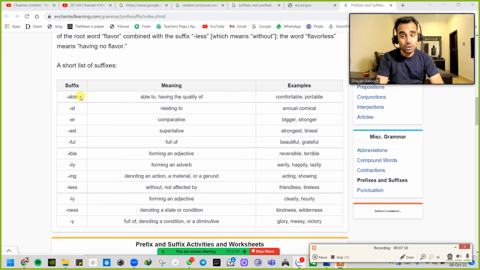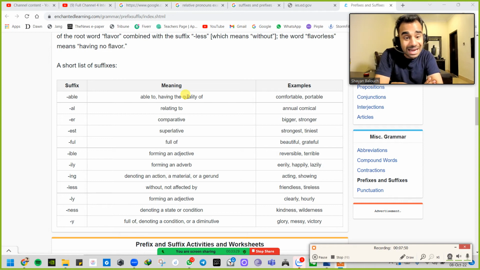Now again, we have a lot of suffixes over here. Again, you don't have to go through all the meanings and all the suffixes. Maybe some that you can remember, to have more in your vocabulary bank in your brain. So the first one is able. For example, comfortable or portable. The meaning is able to, having the quality of. Now you see, it's really important for you guys to go through the meanings as well, because if you're not going to go through the meanings, you cannot understand how to actually use them. Okay, now for example, AL, relating to.